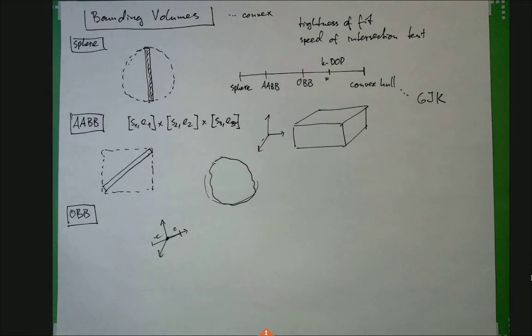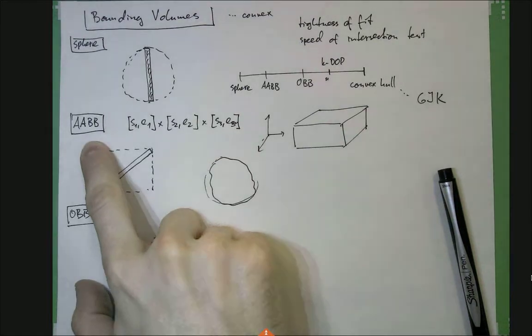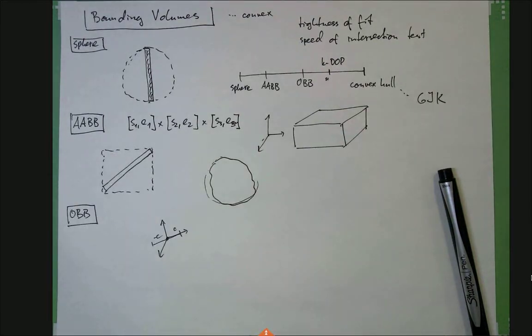So how about constructing smallest enclosing OBBs? Is that simple or is that tricky? So in AABBs it was simple, right? In OBBs, what do you think? In OBBs it is tricky. There is no simple exact algorithm. There are algorithms which are exact, but they get a little bit tricky.